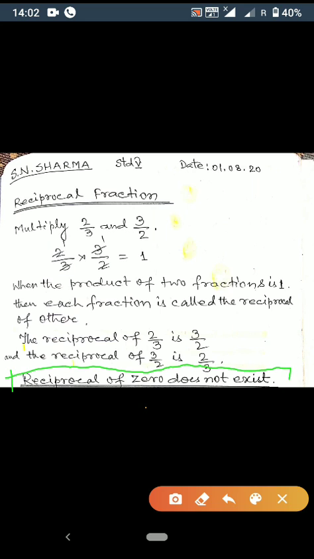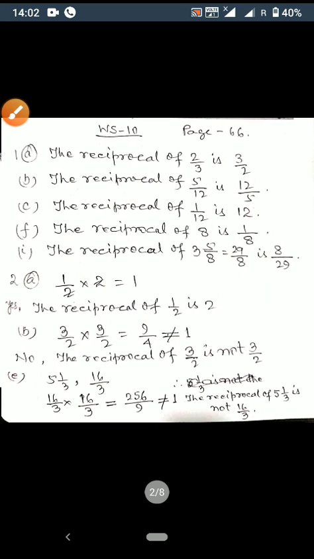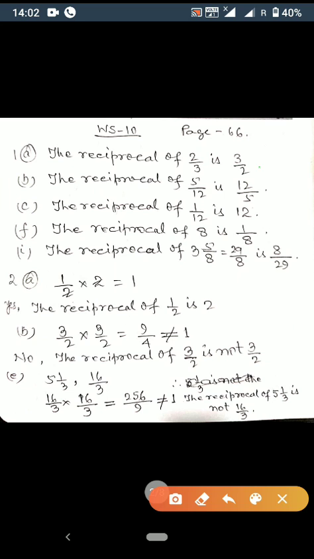Now worksheet 10, page 66. The reciprocal of 1 by 12 is 12 by 1, that is 12. The reciprocal of 8 is 1 by 8. The reciprocal of 3 whole 5 by 8, that is 29 by 8: first of all, convert the mixed number into an improper fraction, then write the reciprocal. So the reciprocal of 29 by 8 is 8 by 29.